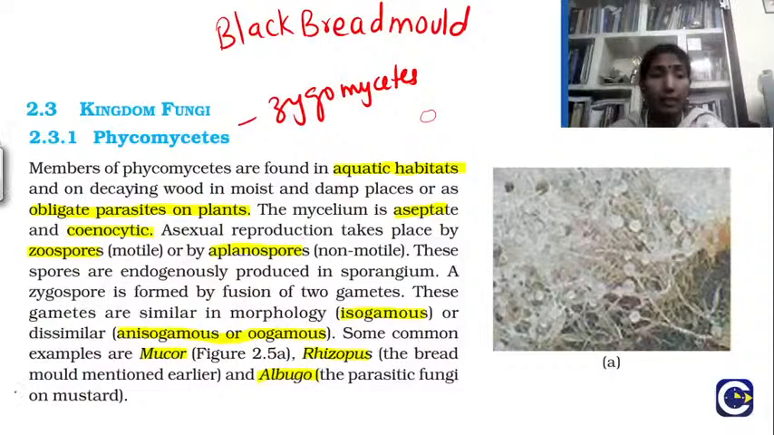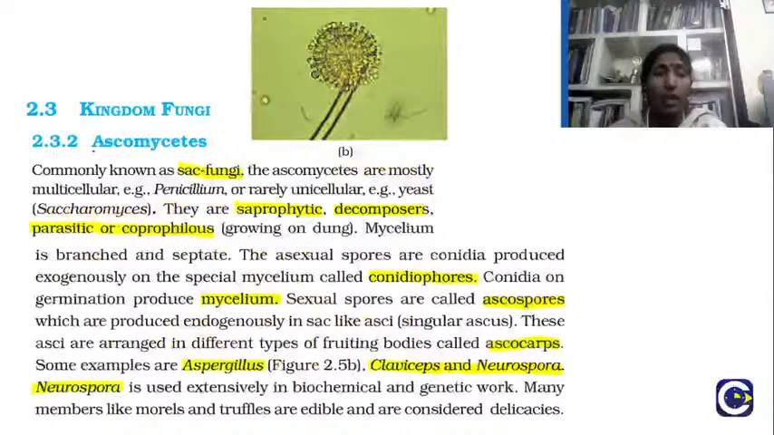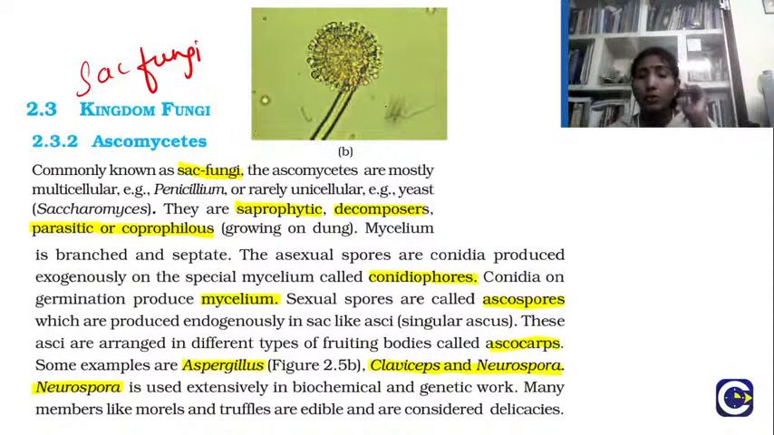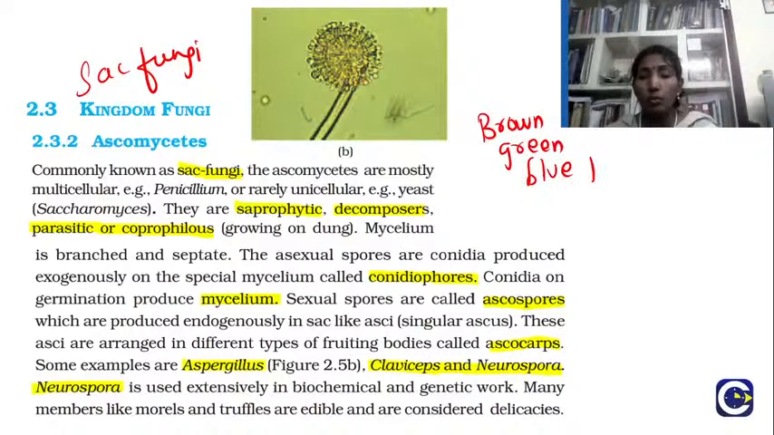Okay, then we have what is called the Ascomycetes. Ascomycetes are nothing but the sac fungi. Do you see this? They look like a sac, so they are commonly called the sac fungi. The Ascomycetes are mostly multicellular, for example Penicillium. They are pigmented molds; they will be either brown or green. Sometimes you can see blue or pink color also.